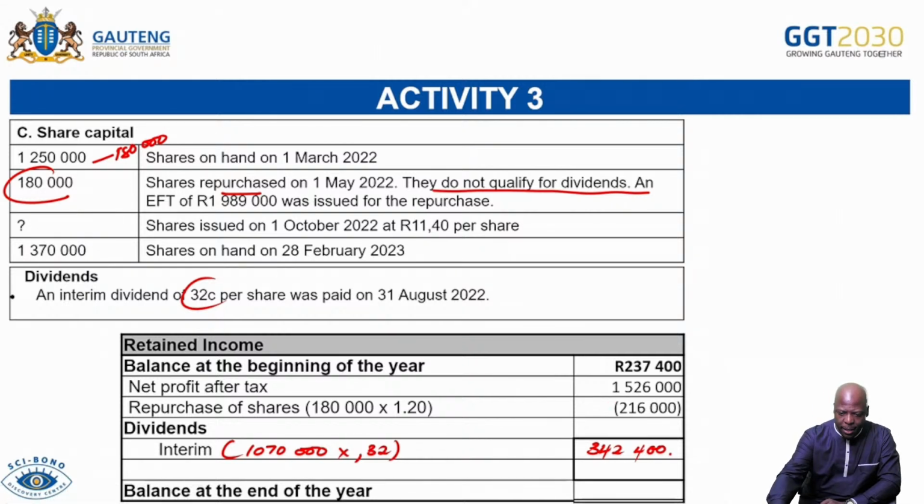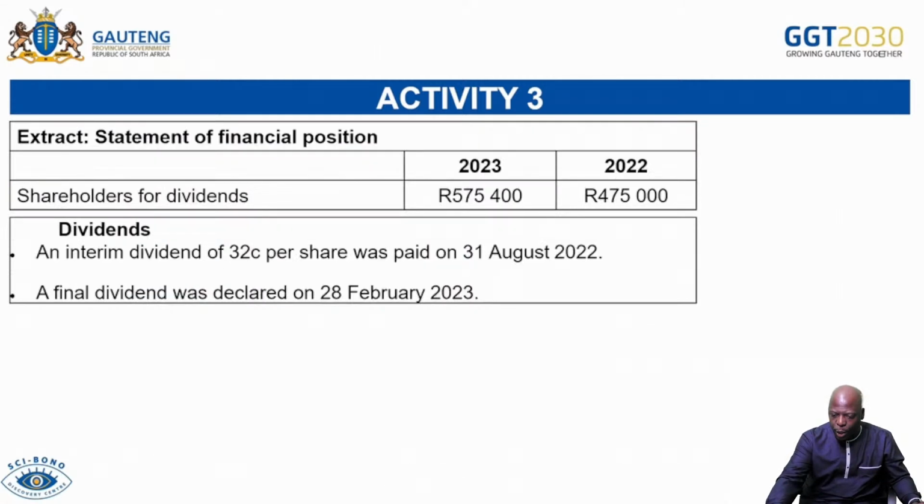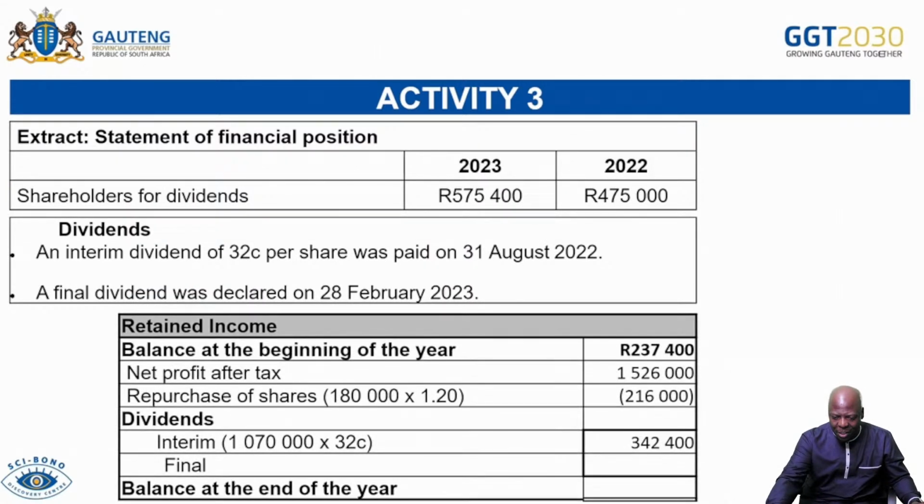And then to get the end of this question, we're now going to pay our final dividends. They just say final dividends were declared. Remember what I said earlier on about the trial balance. If you see amounts in the trial balance, in the balance sheet account section, it's shareholders for dividends, final dividends. In the nominal account section, it's interim dividends.